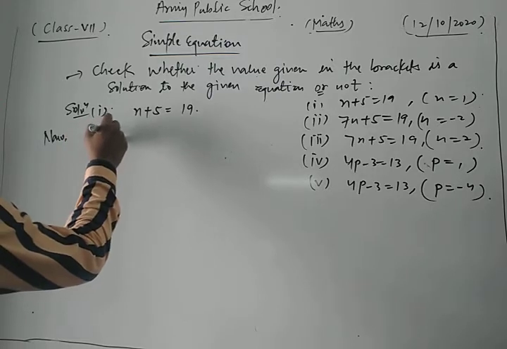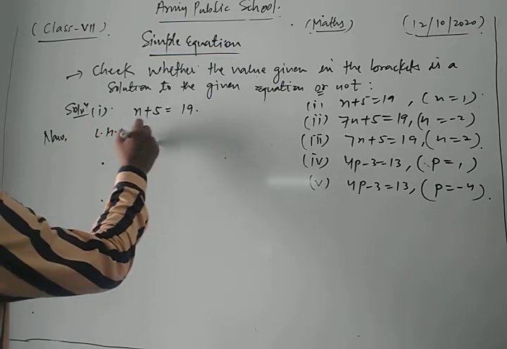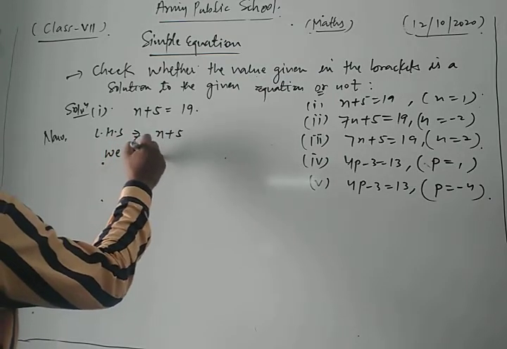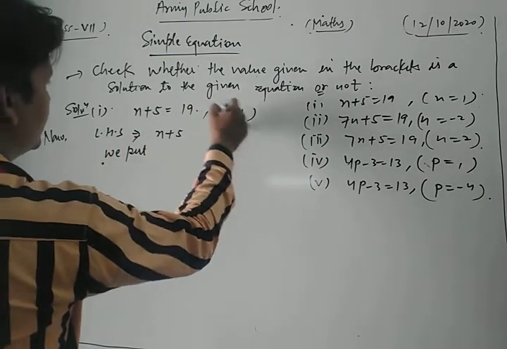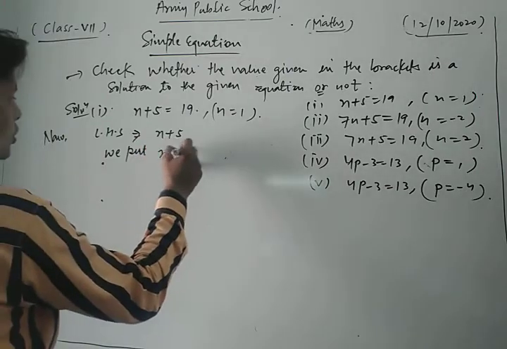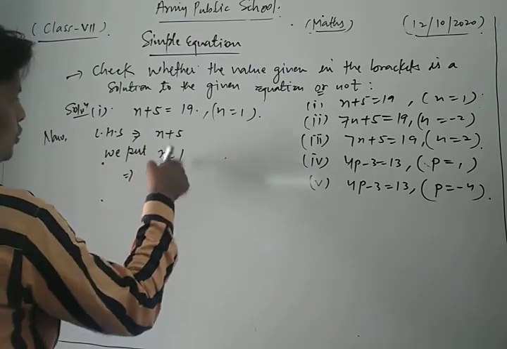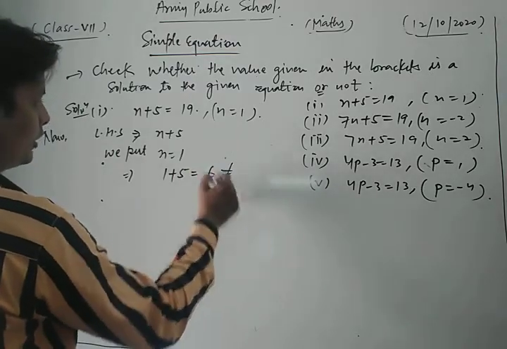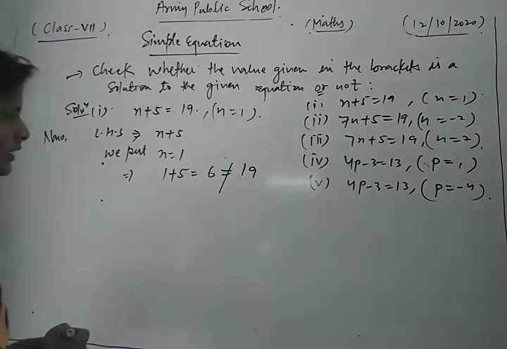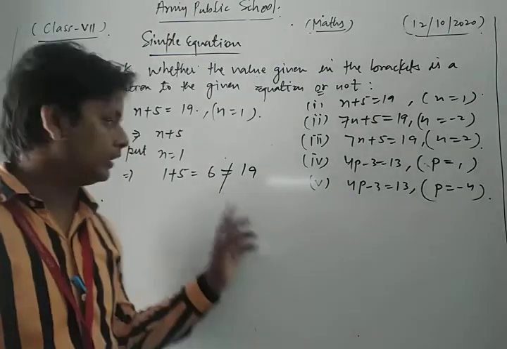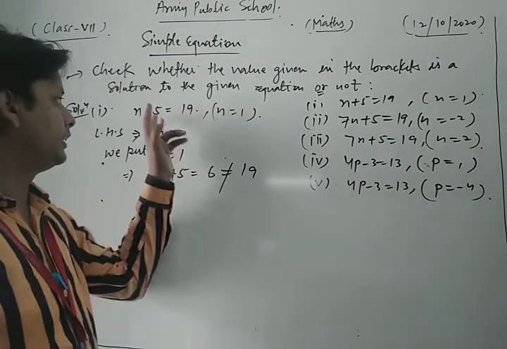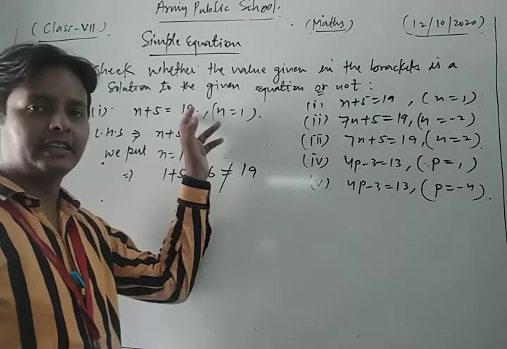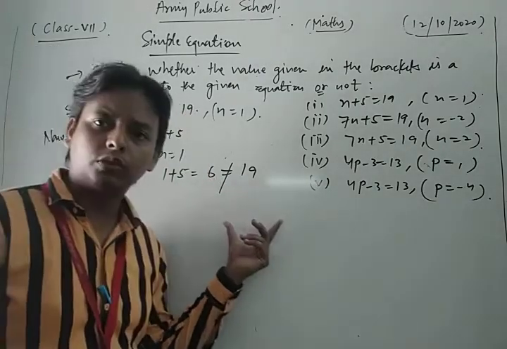Now we take the left hand side, which is n plus 5. We put here n is equal to 1. So if we put n is equal to 1, then 1 plus 5, that is 6, which is not equal to 19. If we put n is equal to 1 in this equation in the left hand side, we get 6, which is not equal to 19.